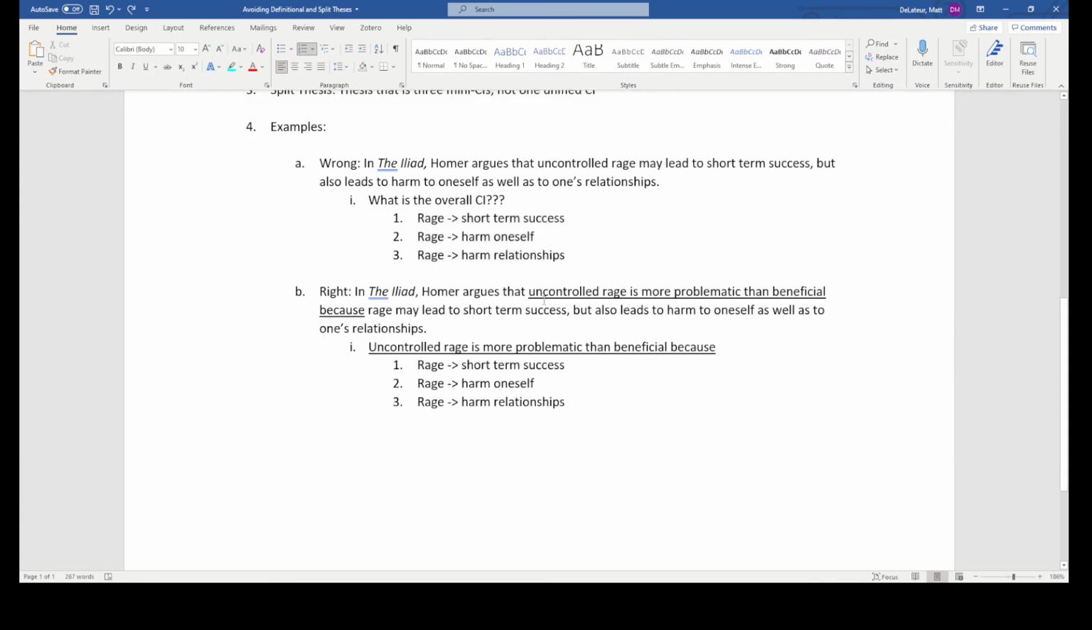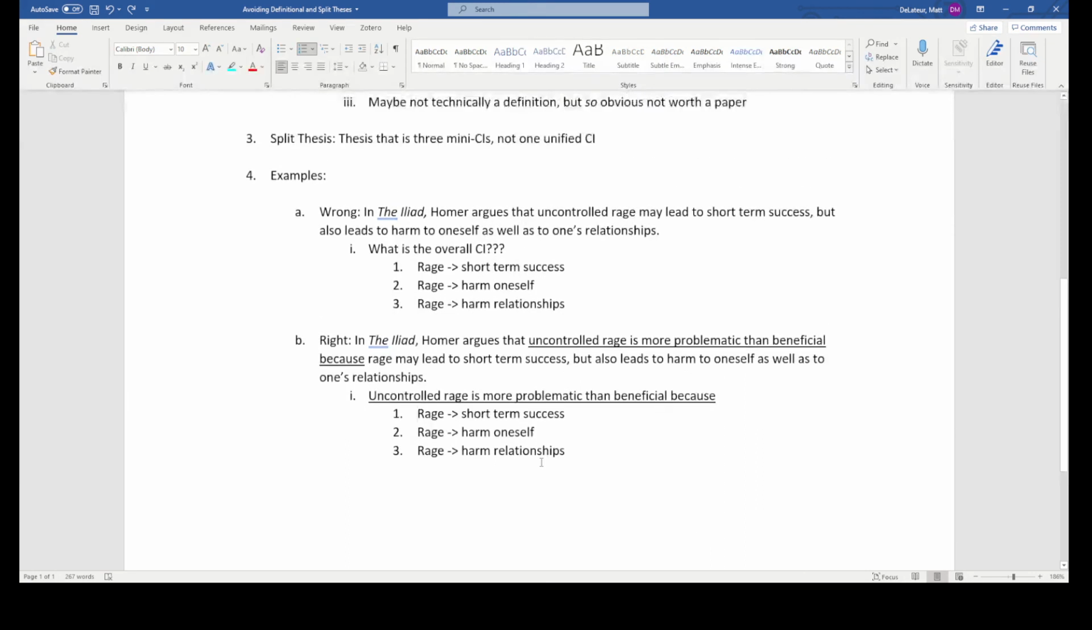And really, it's often as simple as just a value judgment that ultimately you assumed the reader would get instead of explicitly stating. Maybe this writer thought, well, of course, if rage leads to harm to oneself and to one's relationships, it's not worth the short-term success. But you got to say that. You can't just assume it. So if you get feedback that you have a split thesis, that's an issue, but it's an issue which you can pretty easily solve and salvage lots of the work you've already done.